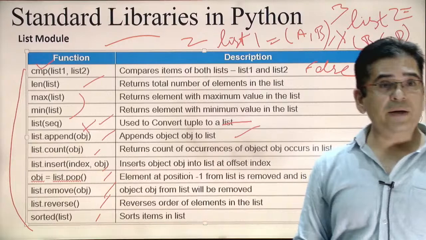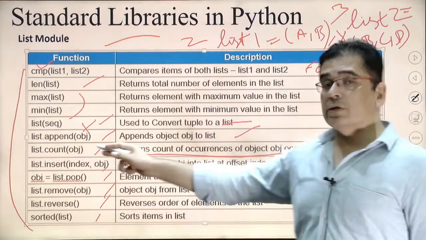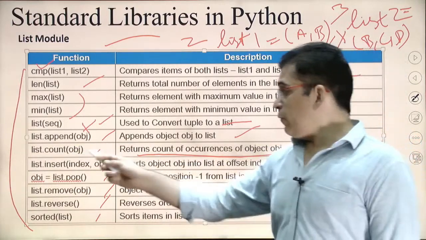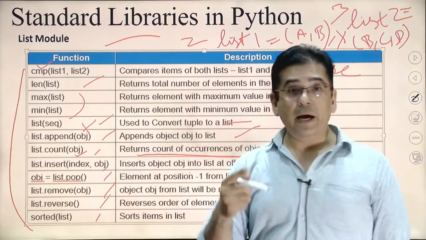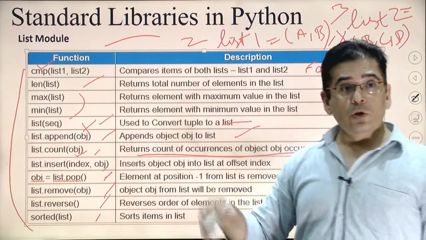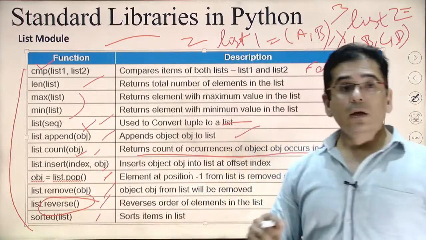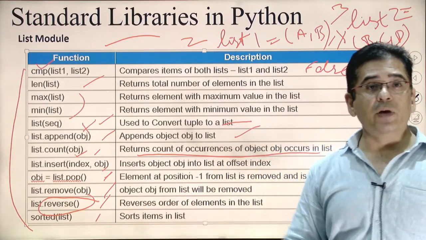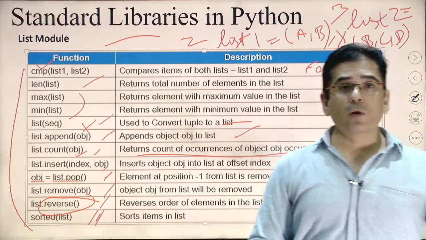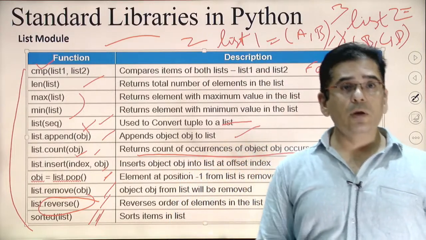If you want to count the number of occurrences of any object, you can use the count function. You write the object whose occurrence you want to find, like A, B, C. Similarly, you can pop something out from the list, or push something into the list. If you want to reverse the list, A, B, C will be reversed into C, B, A. And sorted: if numerical digits are there, you can sort them either in ascending or descending order.